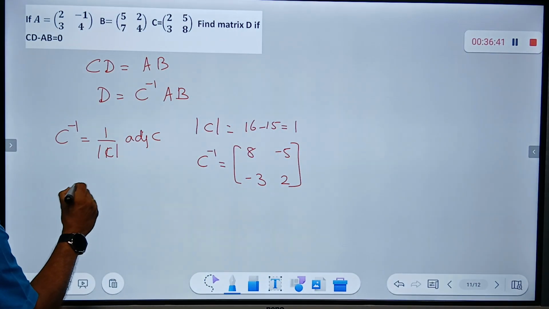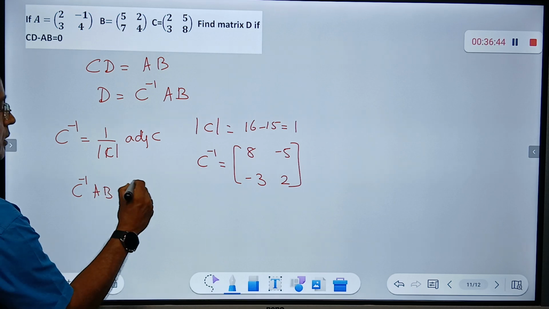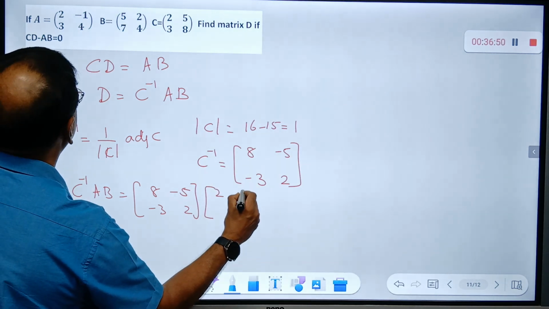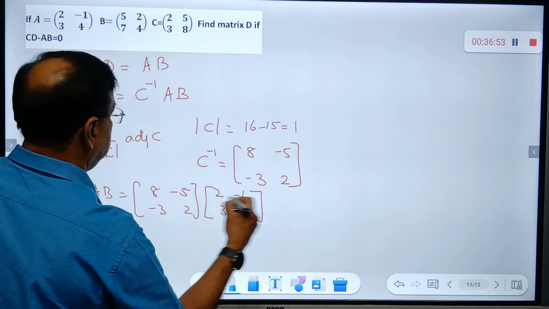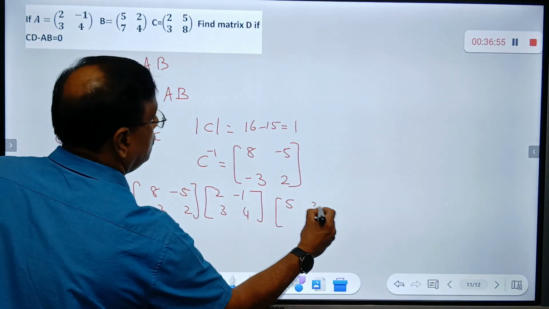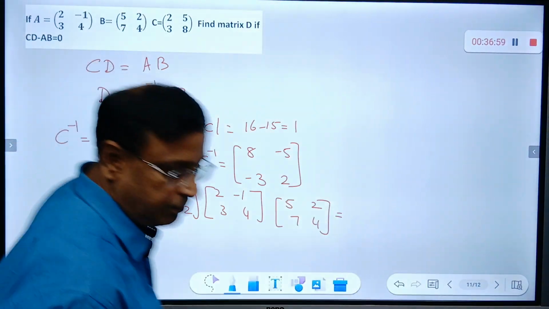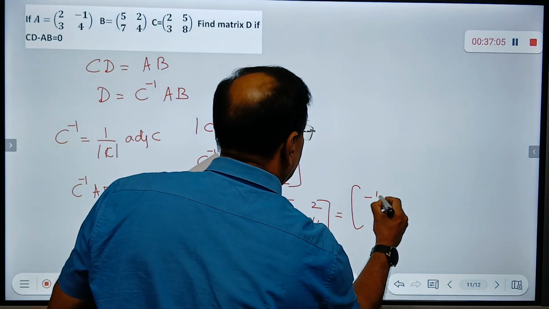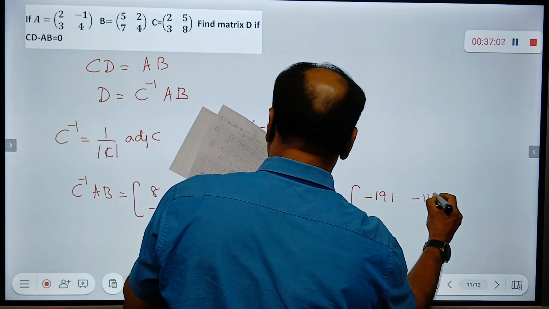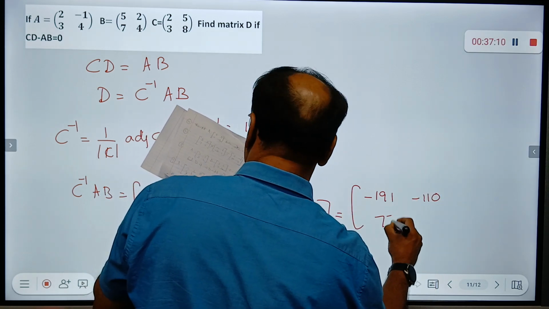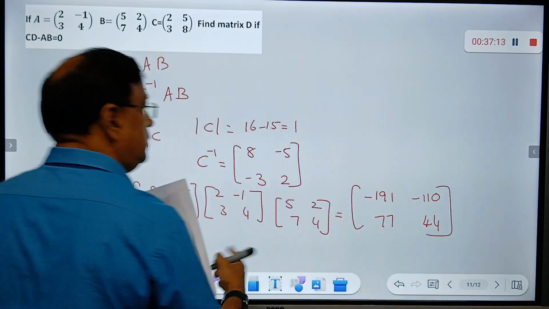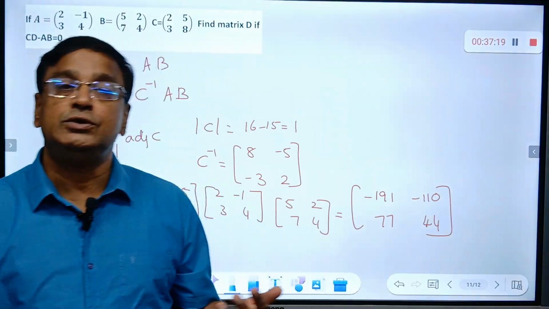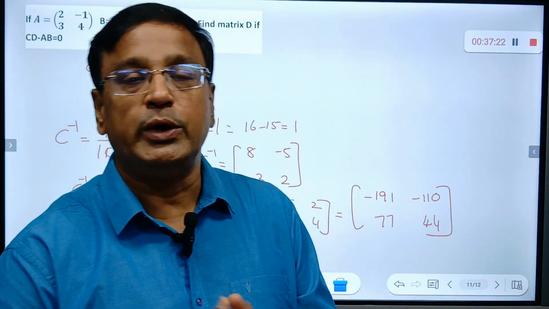Now take all this and multiply. C inverse AB: 8, minus 5, minus 3, 2. A is 2, minus 1, 3, 4. And B is 5, 2, 7, 4. And if you multiply all this, you will definitely get the answer as minus 191, minus 110, and then 77 and 44. I have done this, okay? You try this and see. If you are not able to get it, please let me know. I think with that we will stop. We will continue in the next video to solve problems based on solving equations, which are big questions.